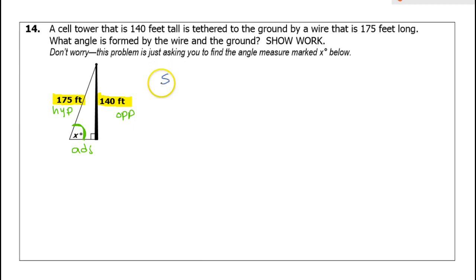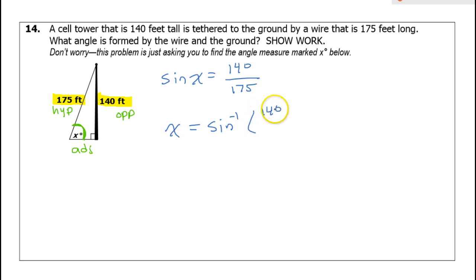So let's set up the sine function. Sine of the unknown angle x is equal to opposite over hypotenuse. When the variable is inside the trig function, that's when you do the inverse trig function. So I'm going to do inverse sine of 140 over 175.